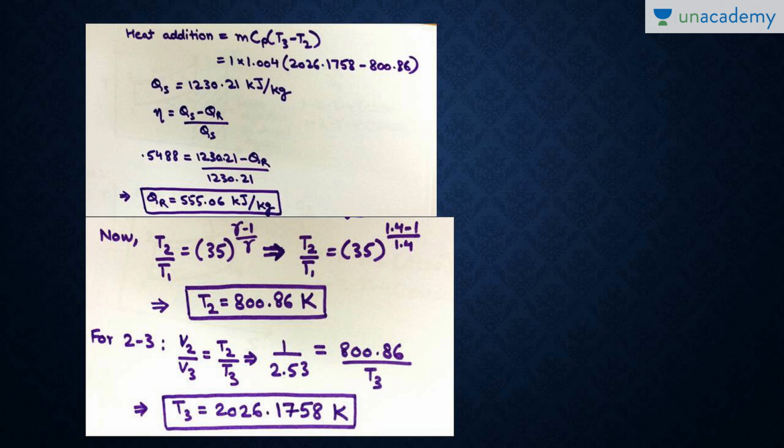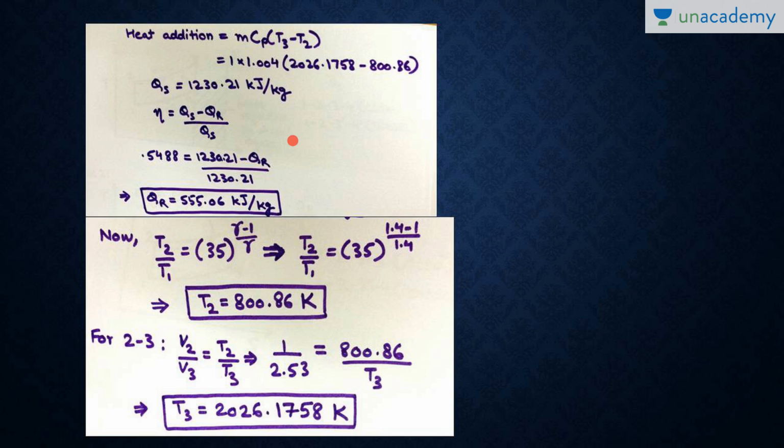Efficiency we already know. The last thing left is heat rejection. How to calculate the heat rejection? Efficiency is heat supplied minus heat rejection upon heat supplied. Efficiency which we have already calculated is 0.5488. Heat supplied is 1230.21, and heat rejection would be 555.06. So these are the three answers.